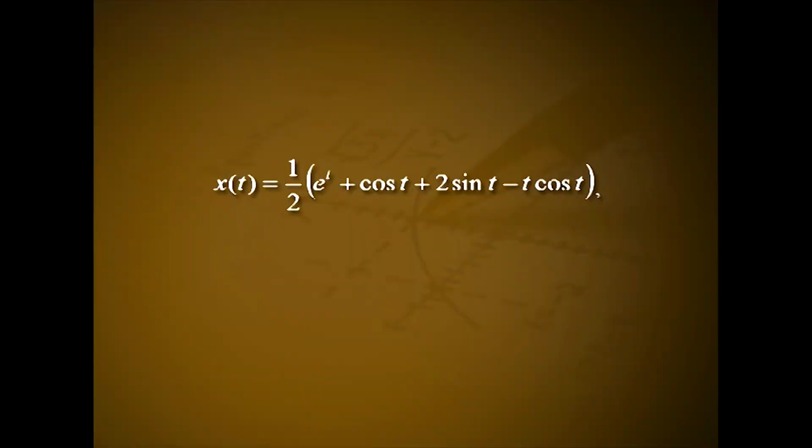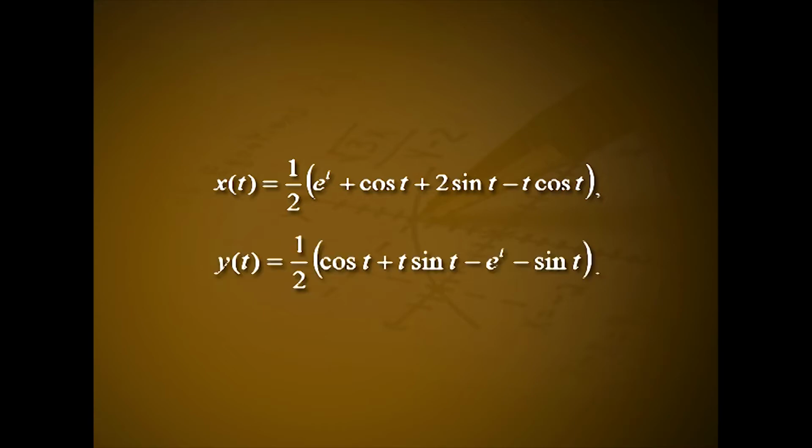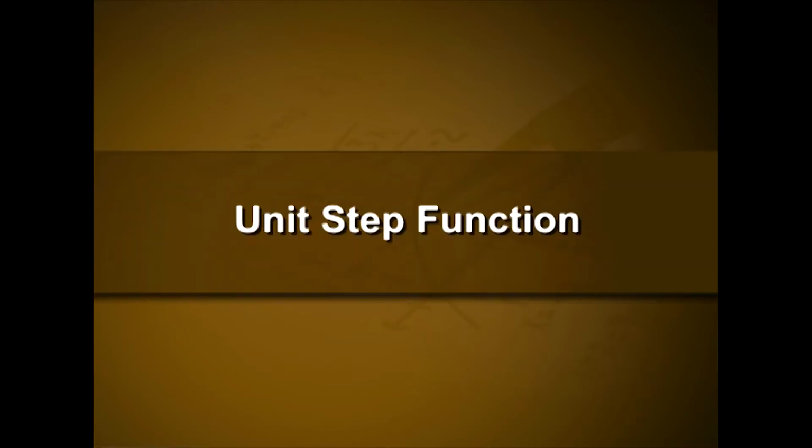Hence, the required solution of the given simultaneous equations is x(t) = 1/2 (e^t + cos t + 2 sin t - t cos t), y(t) = 1/2 (cos t + t sin t - e^t - sin t).